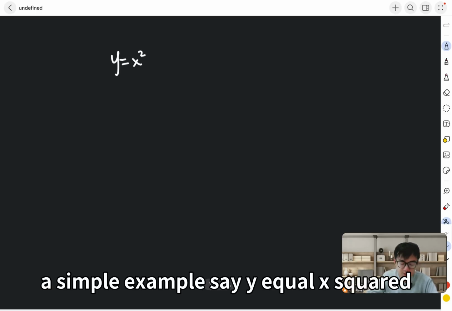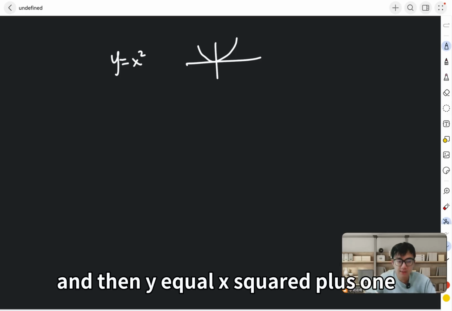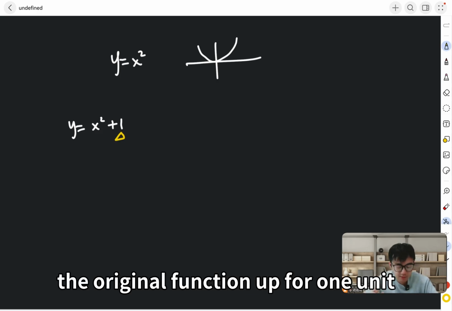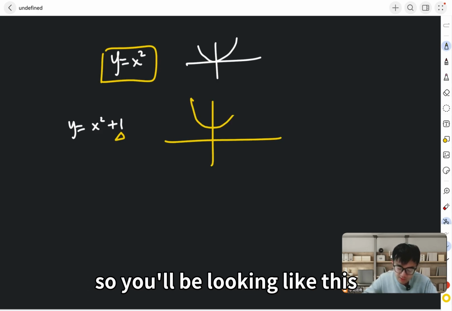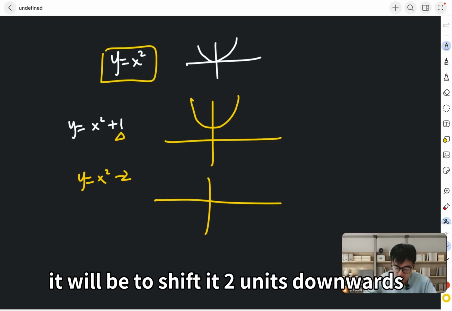Say y equal x squared. So it will be looking like this, just like we did before. And then y equal x squared plus 1. So it means to translate the original function up for 1 unit. So it will be looking like this. And similarly, y equal x squared minus 2, it will be to shift it 2 units downwards.